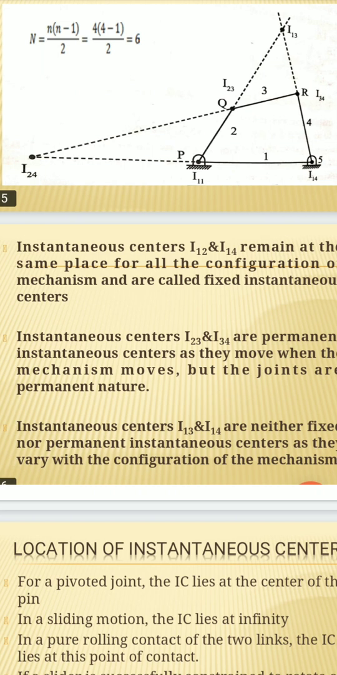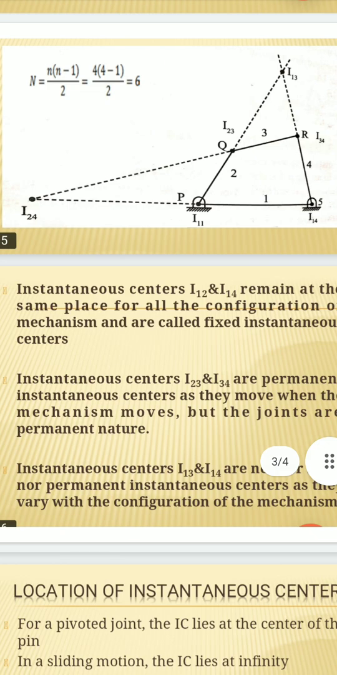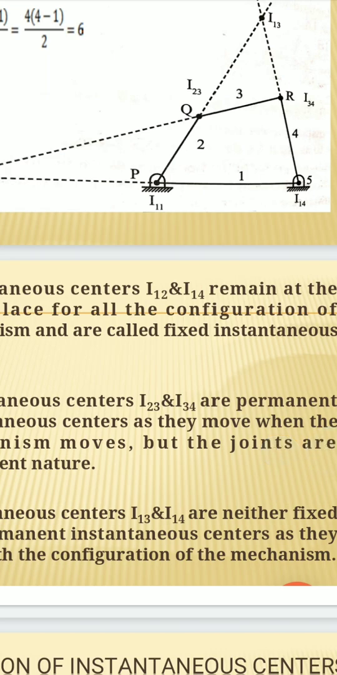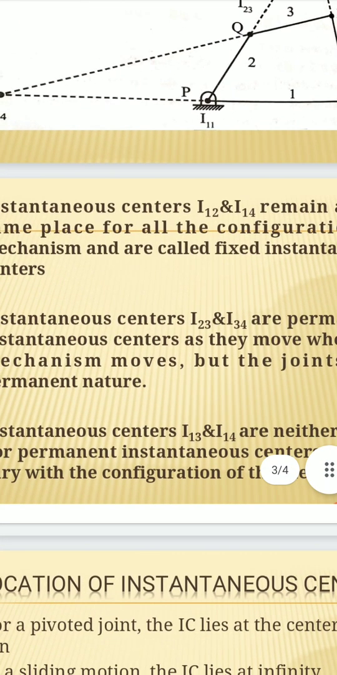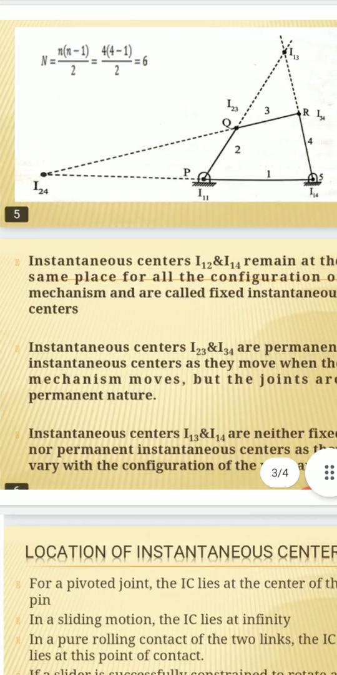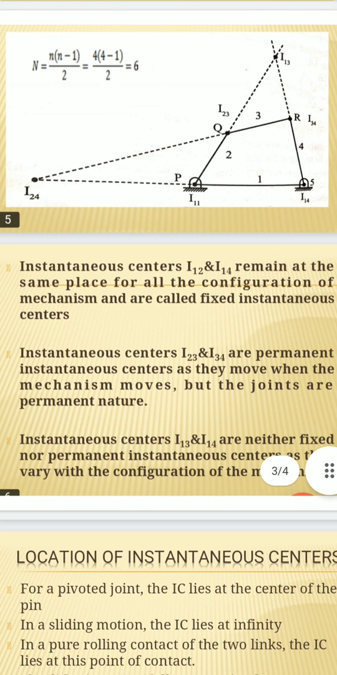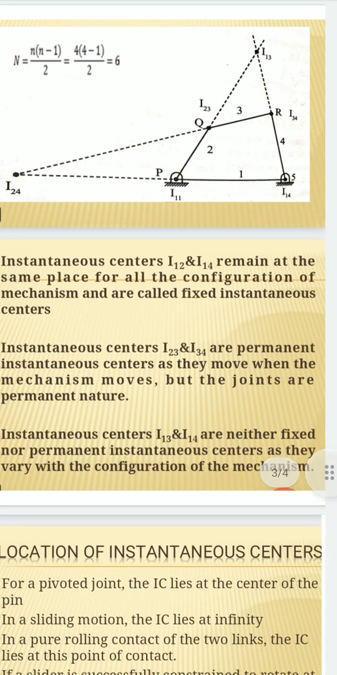Similarly, the instantaneous centers I23 and I34 are termed permanent instantaneous centers. They move when the mechanism moves, but the joints are permanent in nature. The third type is the instantaneous centers I13 and I24. These are neither permanent nor fixed instantaneous centers.